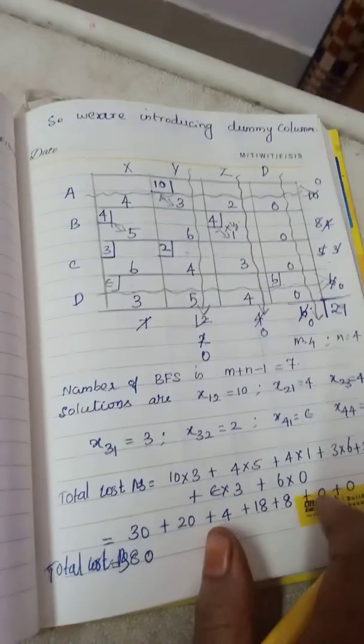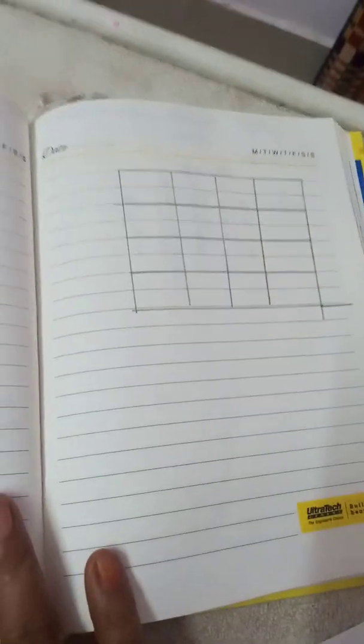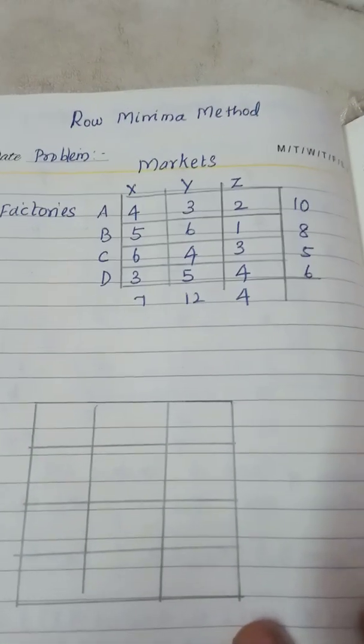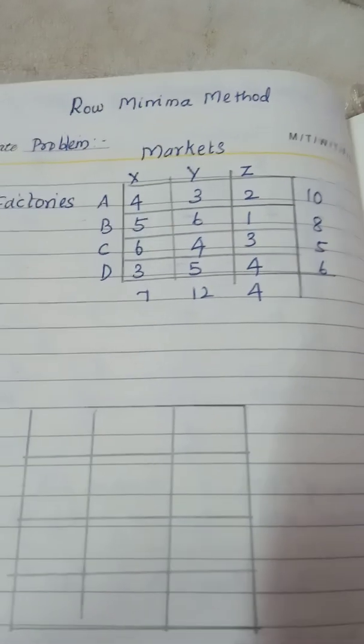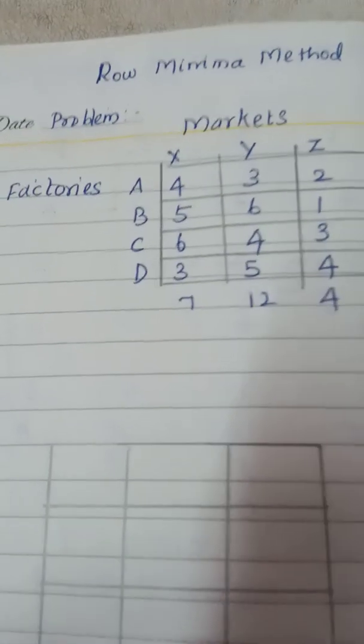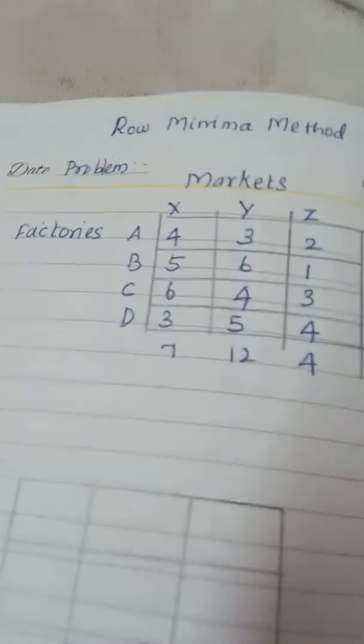The same problem we are going to solve by the row minima method also. So let's write the same problem here. Similarly, we follow the same procedure. The given problem is unbalanced, so we introduce one dummy column D. Since they are asking for the row minima method, we have to find it this way only.